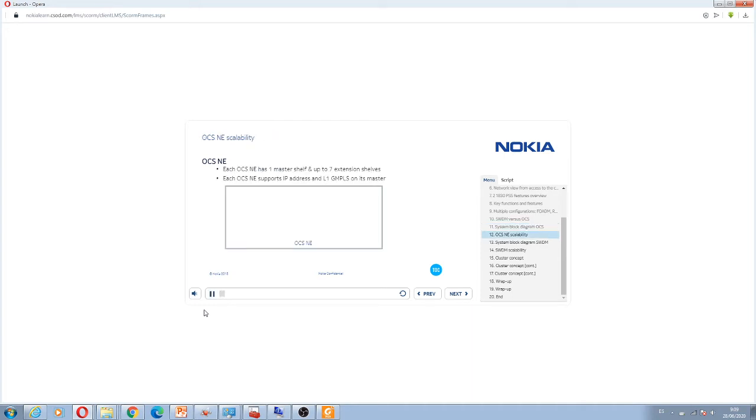To extend the capacity of a single 1830 PSS node, it is possible to form a network element consisting of a master shelf and a number of extension shelves. This page shows an OCS-NE as an example. The master shelf of an NE has a public IP address and is attached to management communication via OAM port. In larger applications, an NE with extension shelves saves a huge number of IP addresses.